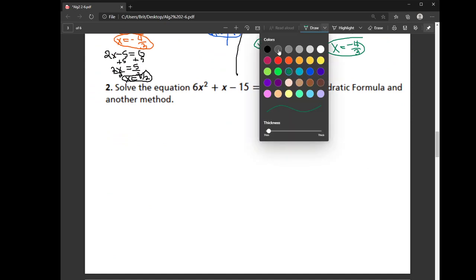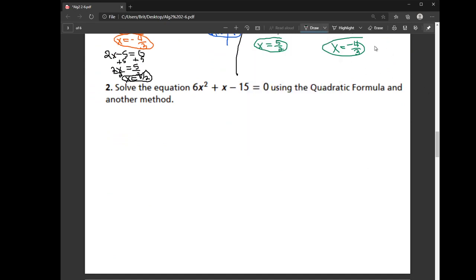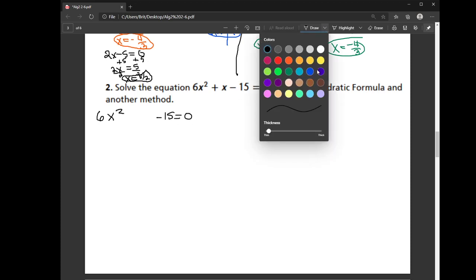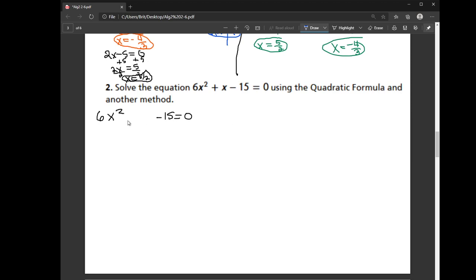So on this one, I'm going to do factoring again because completing the square would really be terrible here. Graphing would really be terrible here. But let's try factoring and see if we can puzzle this out. I don't even know off the top of my head if this is even factorable, right?